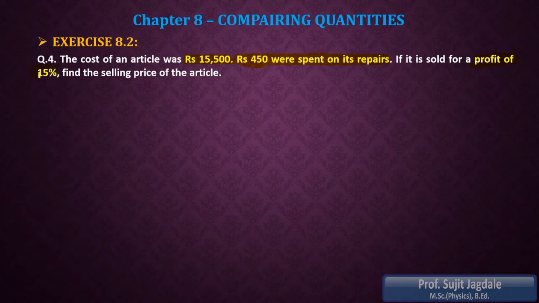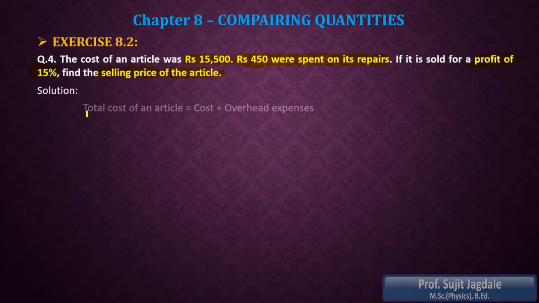So he is getting a profit of 15%, and here we have to find out the SP, that means the selling price of that article. Obviously the profit percentage is given, and from that we have to calculate the SP. Now how to calculate that SP, that we are going to see here.